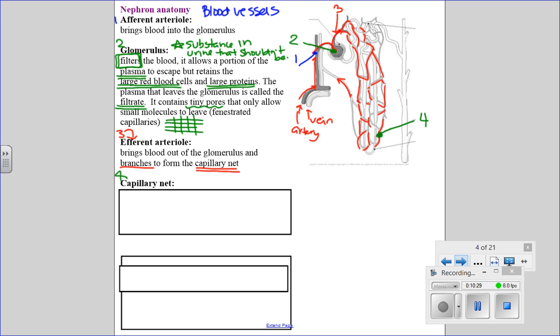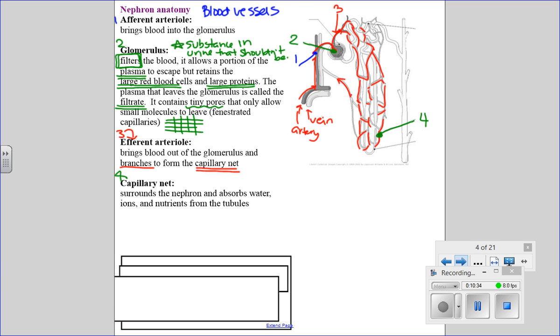The capillary net, like I mentioned, surrounds your nephron and is there to absorb things. It has really thin walls, and so things can move between your blood and your nephron much more easily through a capillary than through an artery, which has really thick walls and is very muscular.